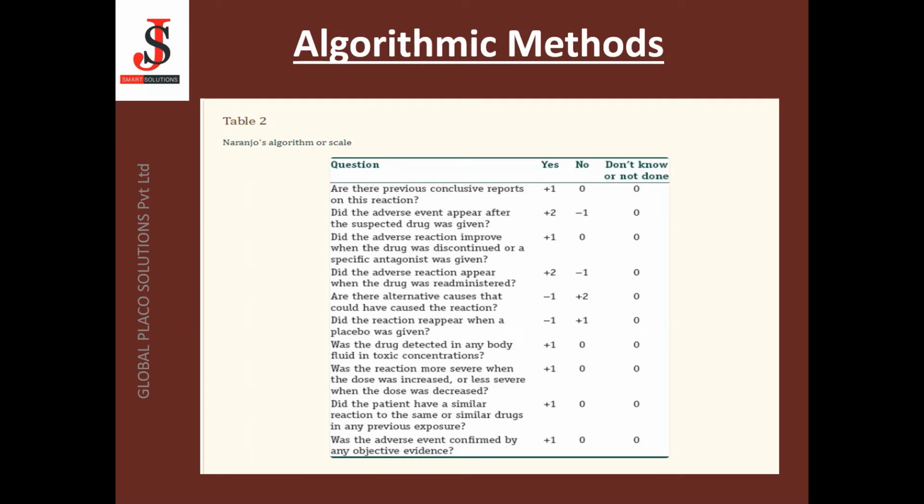So here we have the questionnaire. We ask the question: are there previous conclusive reports on this reaction? If it is yes, we rate it as +1. If it is no, it is 0. If it is don't know or not done, then it will be considered 0. You can see all of them are 0. If it is don't know, you put it as 0. So you use this questionnaire and all these questions, and you come to a score.